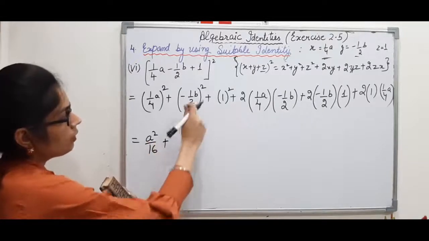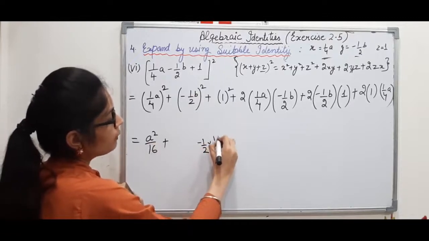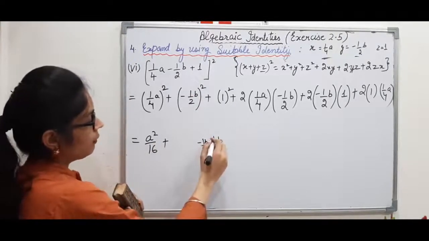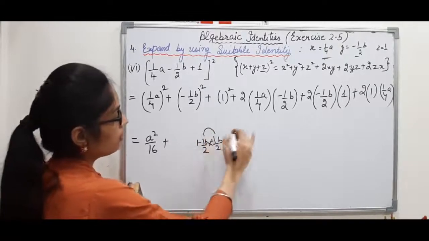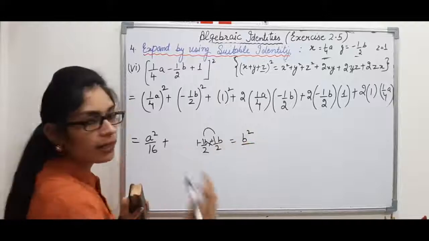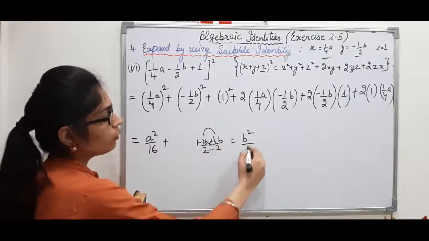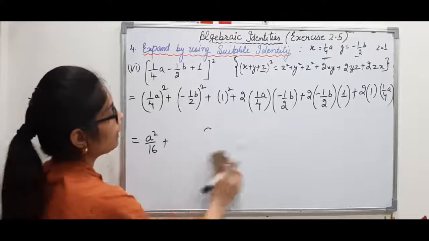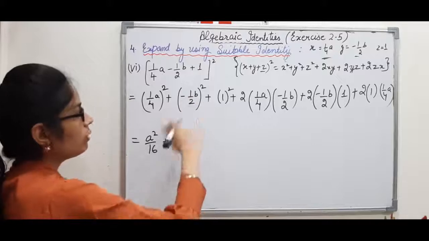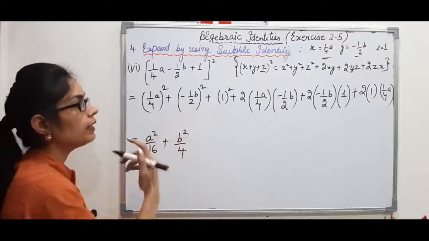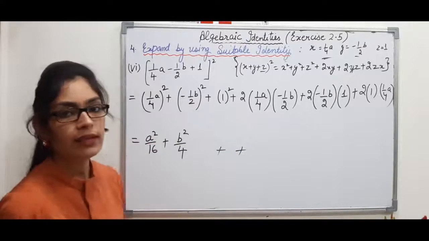Plus minus 1 by 2 into minus 1 by 2b. Minus and minus sign will get cancelled, so we get b into b, which is b square, because 1 into 1 is 1. So directly we can write b square. 2 into 2 is 4, so b square by 4. Whenever we are doing square of a negative number, it will always be a positive number, because 2 minus signs will get cancelled.